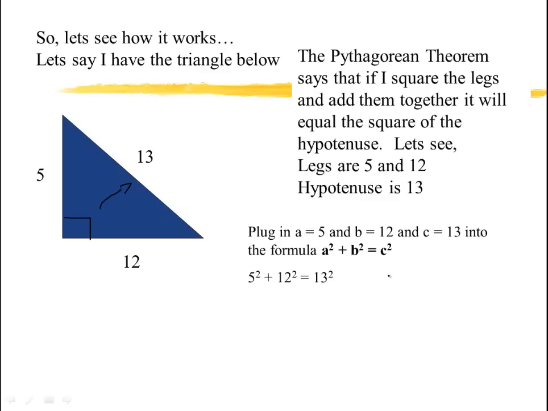So what is 5 squared? Correct, 25. What is 12 squared? Yep, 144. And what is 13 squared? I'll give you a second so you can work it out. Hit pause. 169. So, no calculators, remember, what's 25 plus 144? 169. Does 169 equal 169? Yes! See how it works? Now this only applies to right triangles.